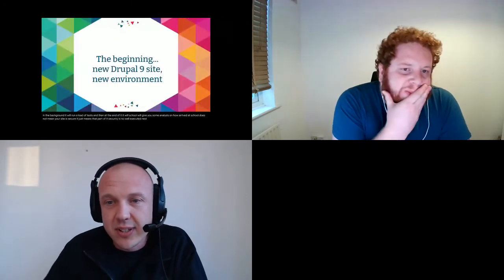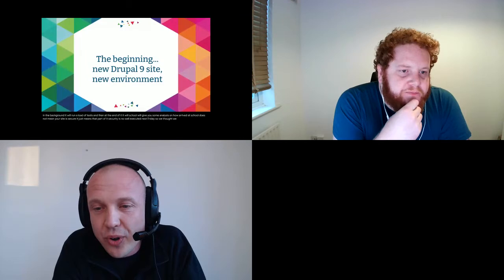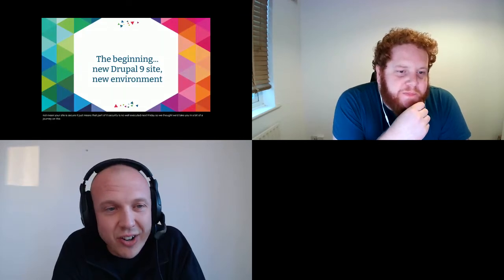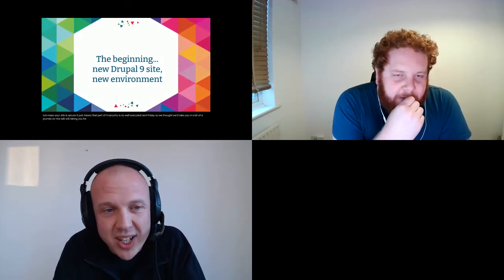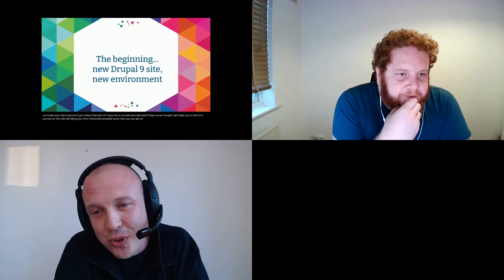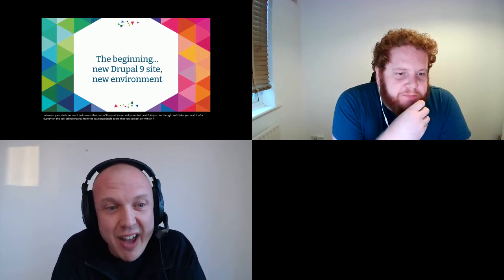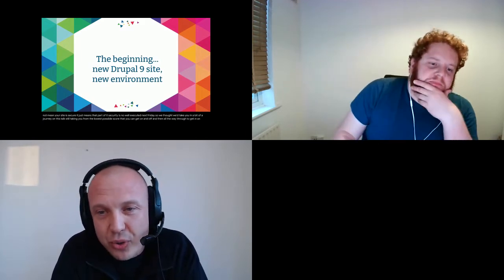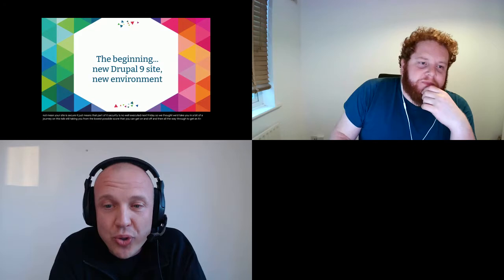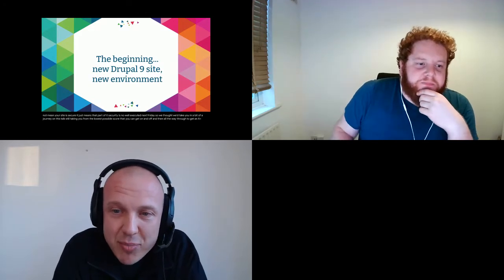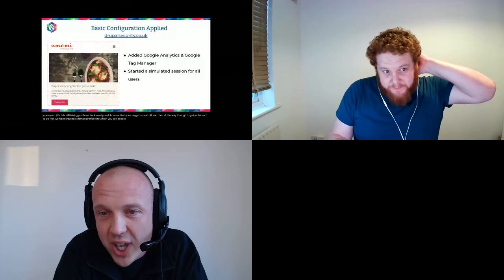So next slide. So we thought we'd take you on a bit of a journey on this talk. So taking you from the lowest possible score that you can get on Mozilla Observatory, which is an F, and then all the way through to getting an A+. And to do that, we have created a demonstration site which you can access at drupalsecurity.co.uk. So this is just a really basic Drupal site.